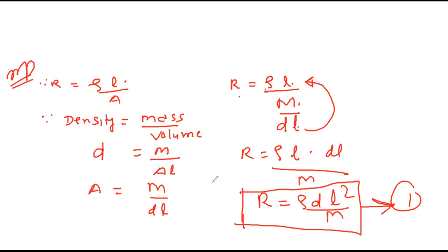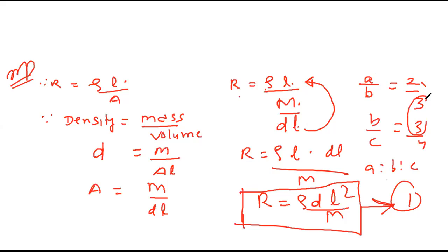Completed? Yes, sir. Okay, just one ratio concept you explain to me. If A upon B is 2 upon 3 and B upon C is 3 upon 4, then what is A is to B is to C? 2:3:4. Perfect. But if A upon B is 1 upon 2 and B upon C is given as 4 upon 9.